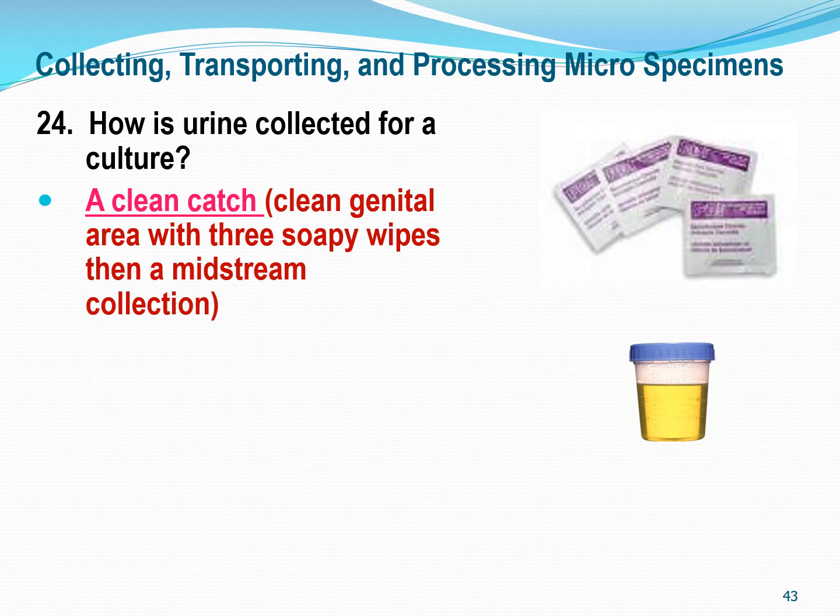A clean catch urine is when you clean your genital area with 3 soapy wipes. Then you start to urinate the first part of your urine into the toilet. You move your urine collection device into the urine stream, catch the midstream of the urine, move the container out, and urinate the rest of the urine into a toilet.